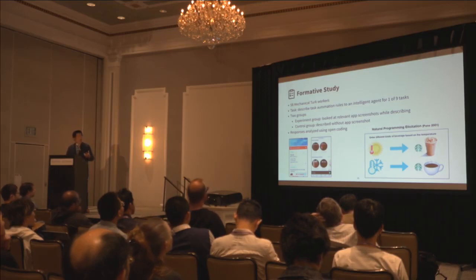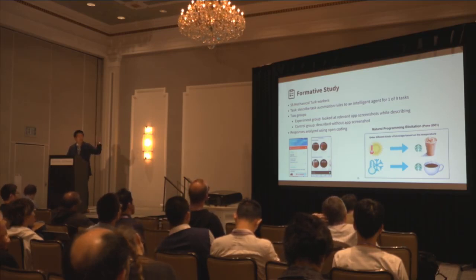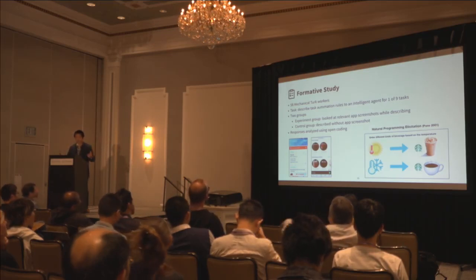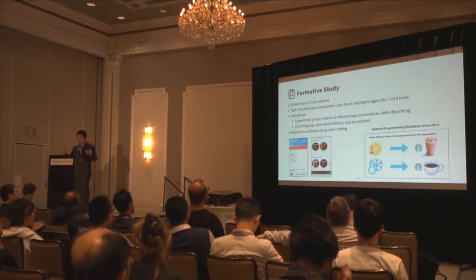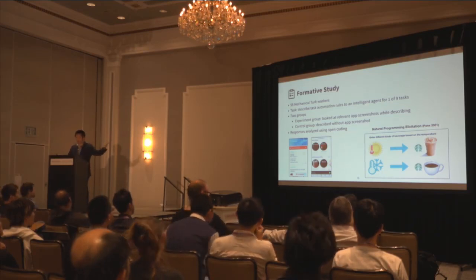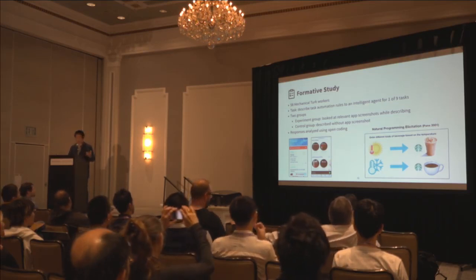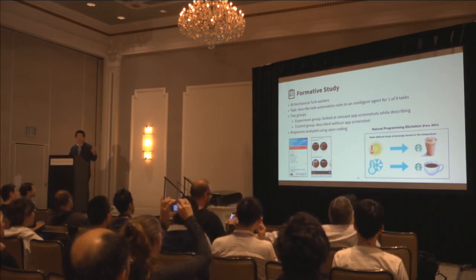We divided the workers into two groups. The experiment group was shown the screenshots of the relevant mobile apps, like in this case, the weather app and the Starbucks app. And the control group didn't see the screenshots. Our hypothesis is that app screenshots can help them with describing the task.